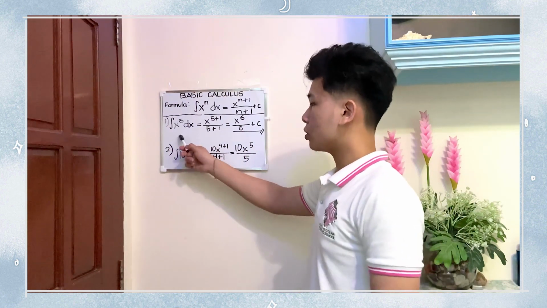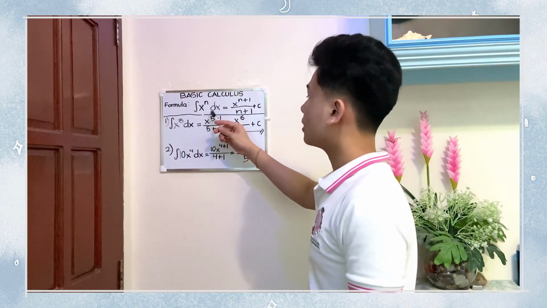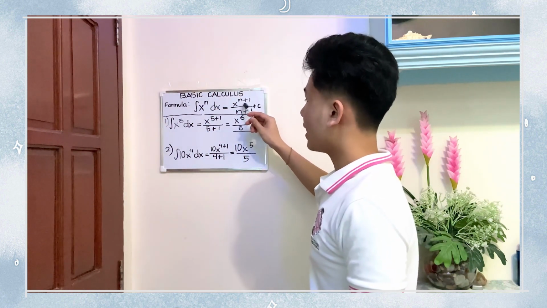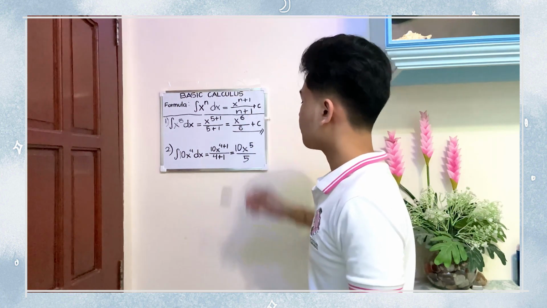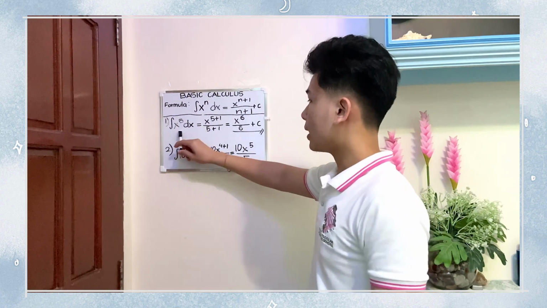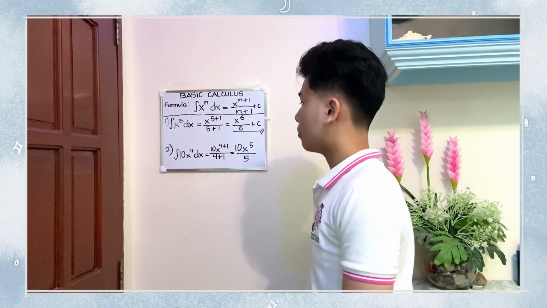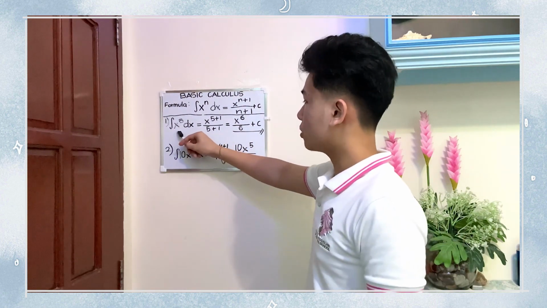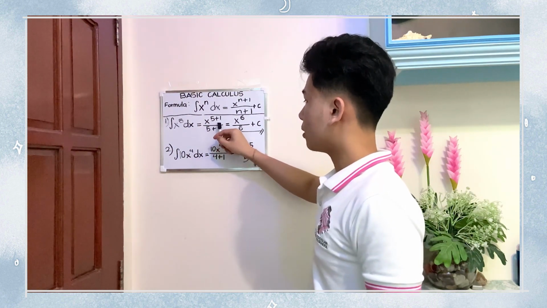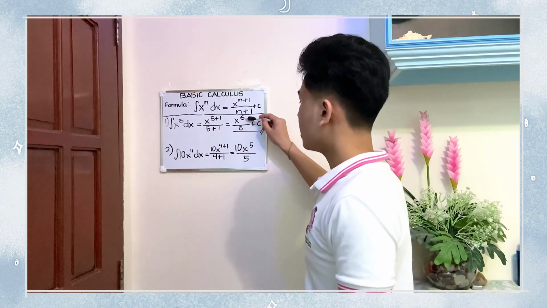What I did on number 1 is that I followed this given formula. It states that you have to copy x to the power of n, then add 1 to the exponent, then copy n plus 1 as the denominator, and then add plus c. You can see that I did that process on my first example. I just copied x to the power of 5, then added 1, and then brought down 5 plus 1. If you solve this, it will give you the answer x to the power of 6 over 6 plus c.